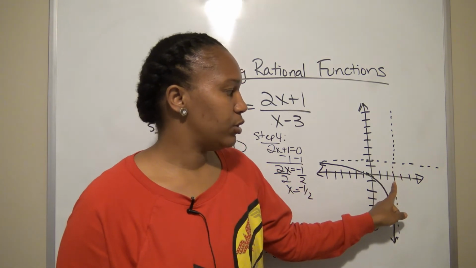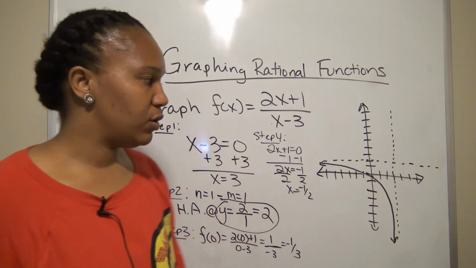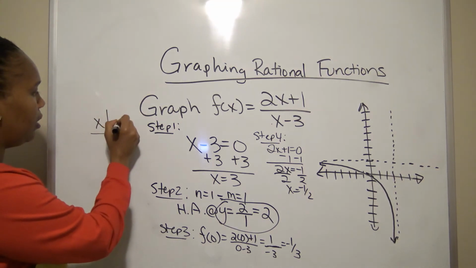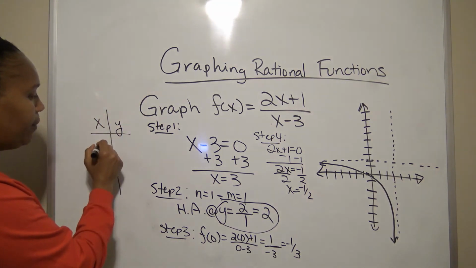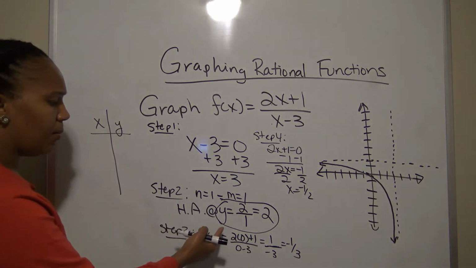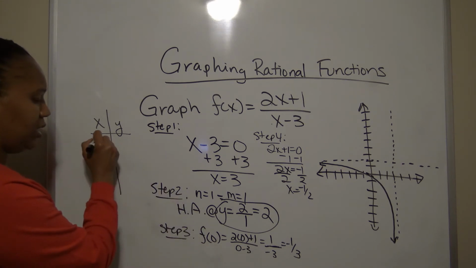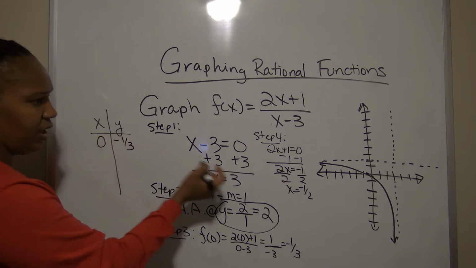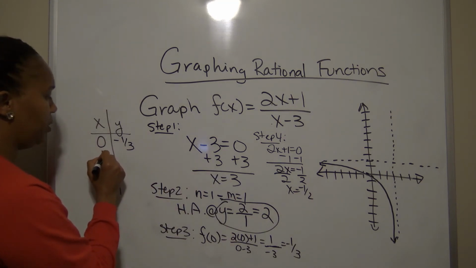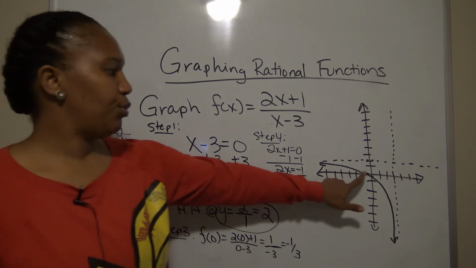So this is x equal 3. So I'm going to plug in maybe x equal 4 and 5 and see where those points belong. So I'm just going to use a t-chart. And I'm going to plug in x equal 4. Matter of fact, I'm going to go ahead and put my other points in here. My y-intercept was 0, -1/3. So that's that point right there we have on the graph. And then my x-intercept was -1/2 and my y value was 0. And that's this point we have on the graph.